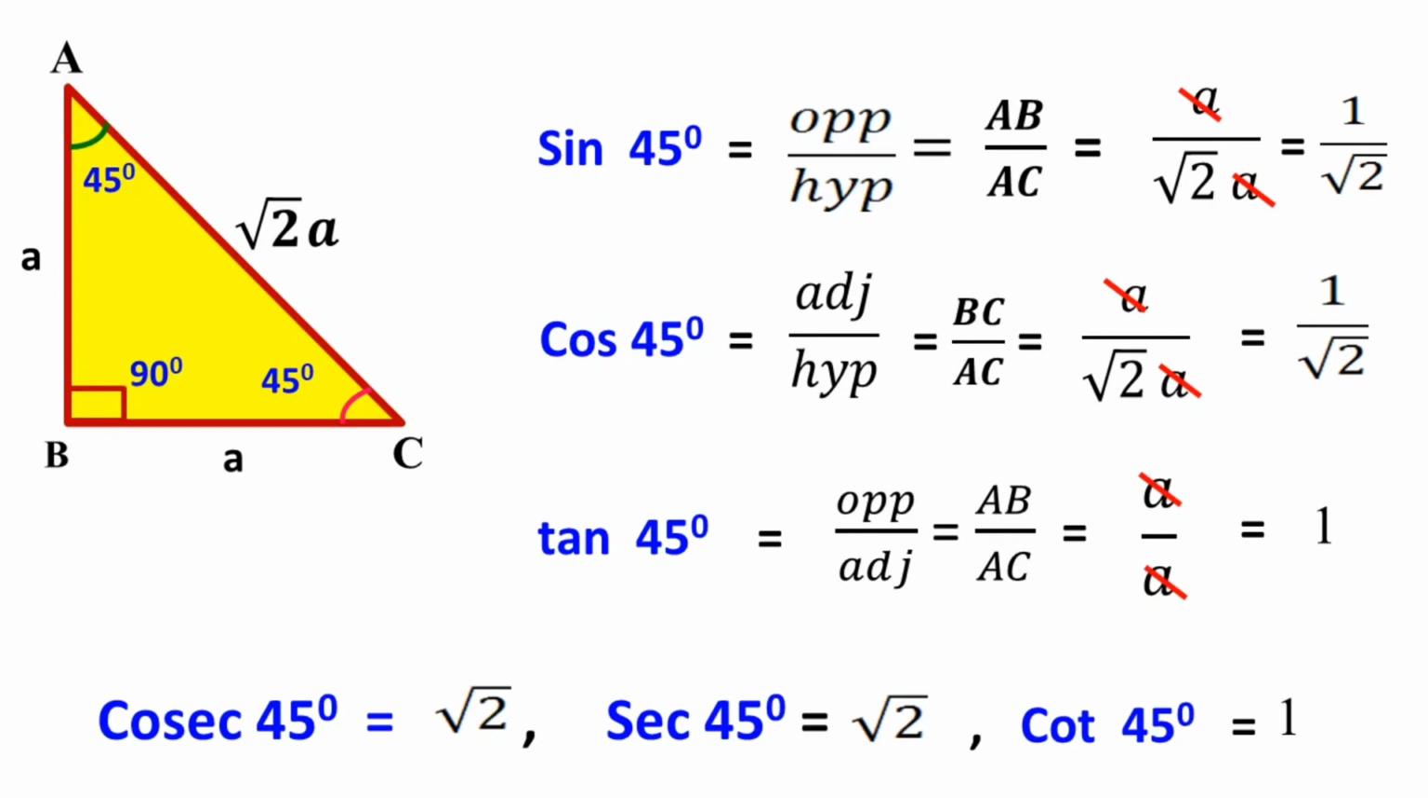Now we know the trigonometric ratios for 45 degree. Like this we can find for remaining angles 0 degree, 30 degree, 60 degree, 90 degree. For all the angles we can find.